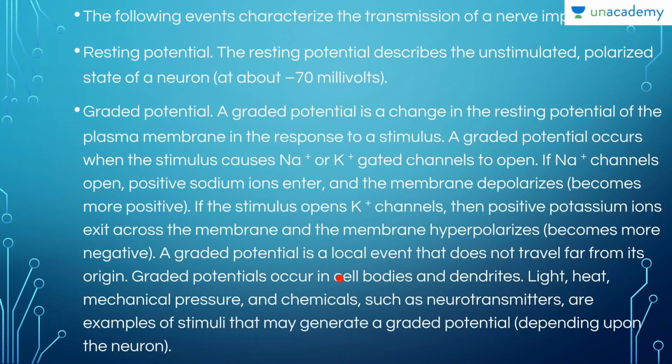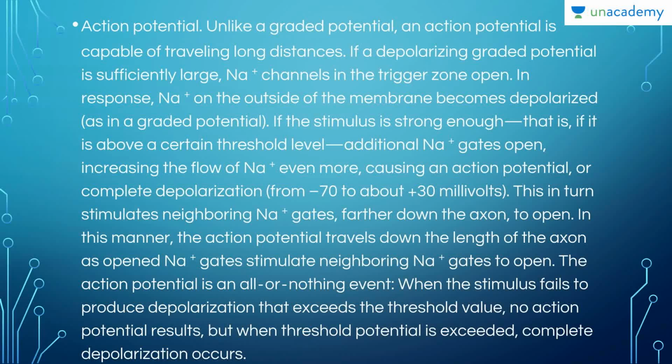A graded potential is a local event that does not travel far from its origin. Graded potentials occur in cell bodies and dendrites. Light, heat, mechanical pressure, and chemicals such as neurotransmitters are examples of the stimuli that may generate a graded potential, and it depends upon the neuron.